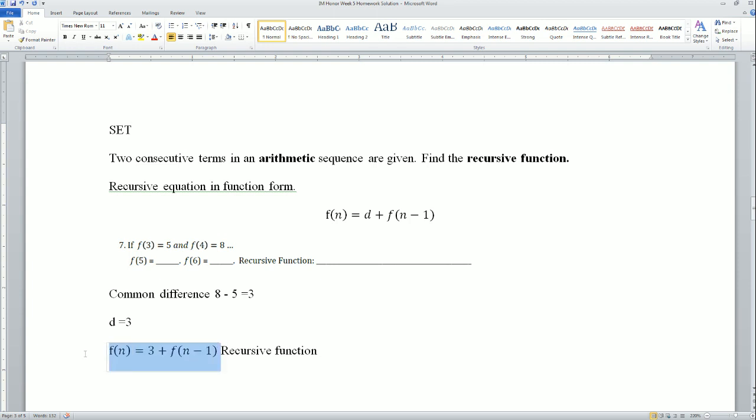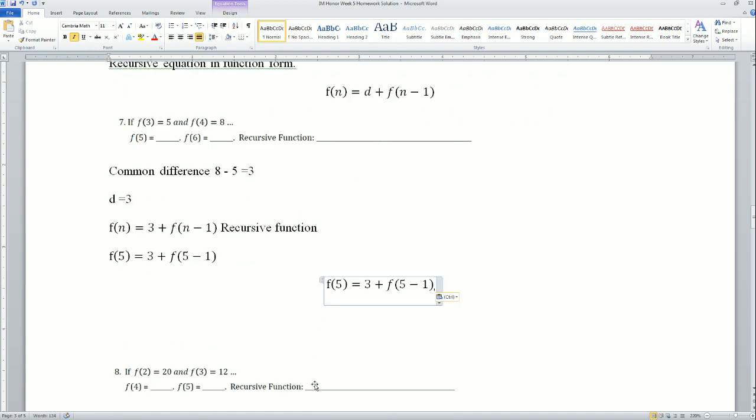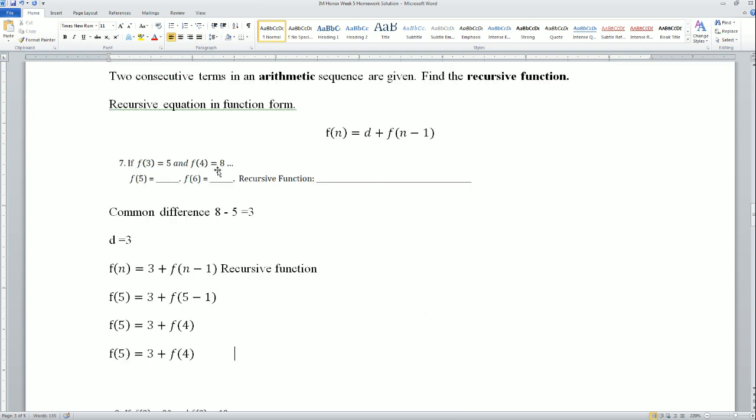So now let's find a of 5. So a of 5, plug in 5 for n. 5 goes in here. Simplify this. 5 minus 1 is 4. Do we have function of 4? Yes, we do. Function of 4 is 8. This is 8. 3 plus 8, which is going to be 11. Good? That should make sense.